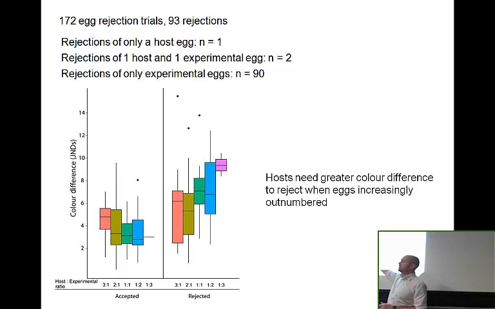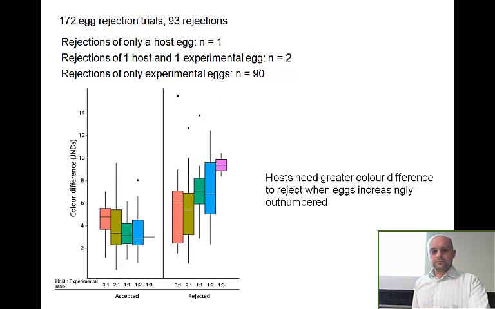they actually reject. So here what you've got is a conflict of information between sensory and cognitive information, or tasks, and that uncertainty means the hosts need to have greater differences in colour before they can be confident enough to reject the foreign eggs.